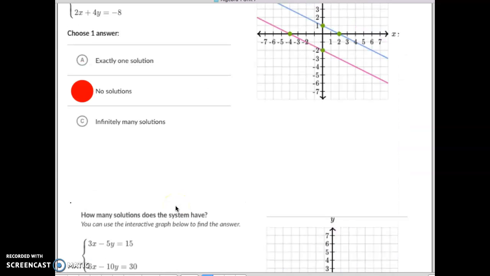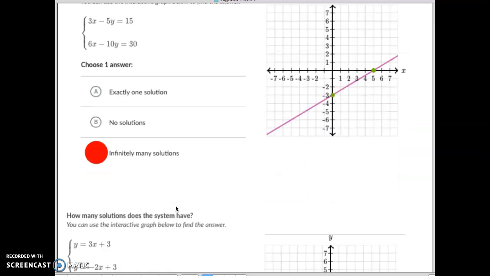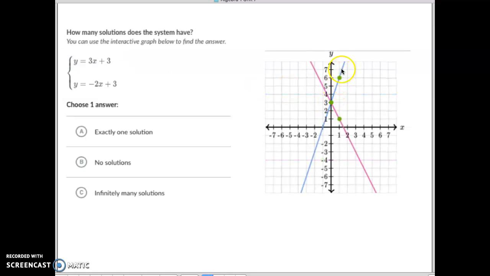All right, so we've covered no solutions, we've covered infinite solutions. Now let's see what a one solution system will look like. On this one, they already put this in slope-intercept form. So I know the y-intercept is 3, and the slope is 3 as well. So when I graph that, I start at 3, I go up 3, and the blue line is graphed. Then the red line: y-intercept is 3, the slope is negative 2, so I graph that as well.